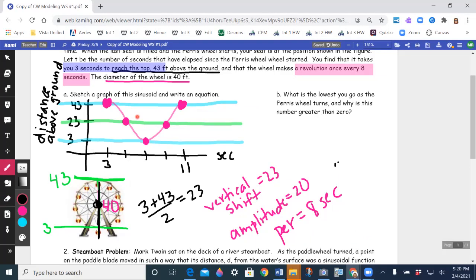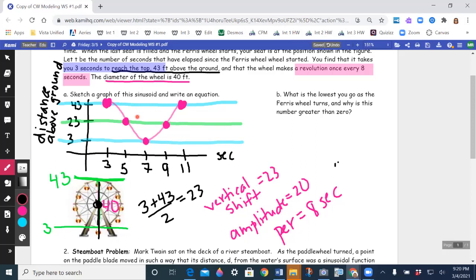And then if you want, you can average those. 3 plus 11 is 14, divided by 2 is 7. 3 plus 7 is 10, divided by 2 is 5. 7 plus 11 is 18, divided by 2 is 9. So you see it actually ended up being 3, 5, 7, 9, 11. It doesn't always end up being nice numbers like that, but this one was.